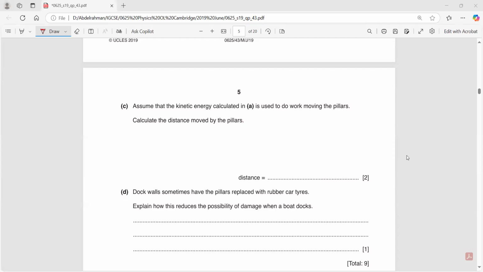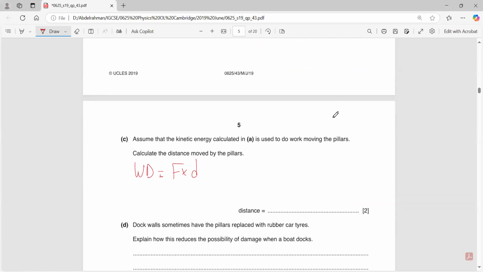How can I find the work? Well, what is the equation? Work done equals force times distance moved. Do I have the work done? Yes, I have the work done, which is the kinetic energy, 1.6 times 10 to the power of 5.